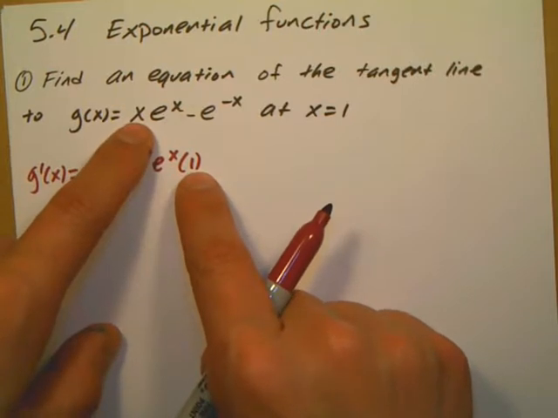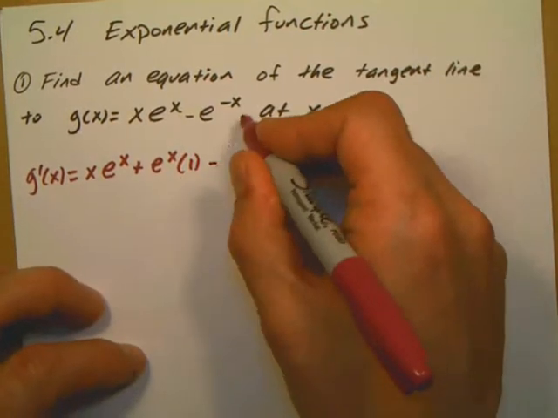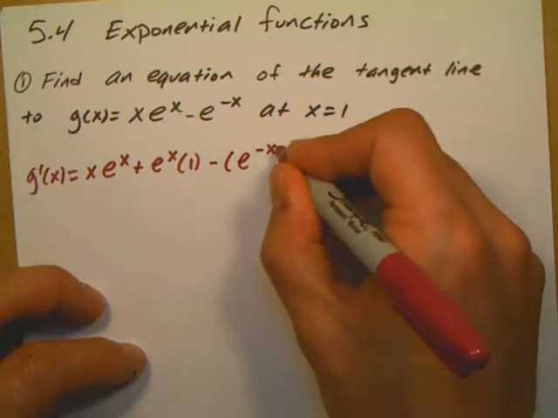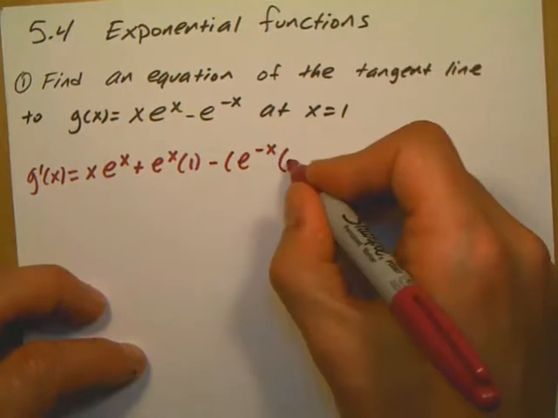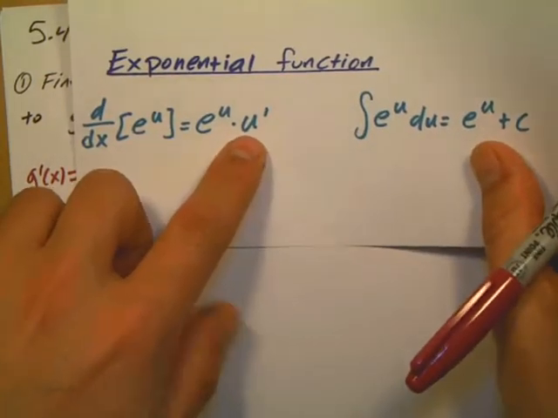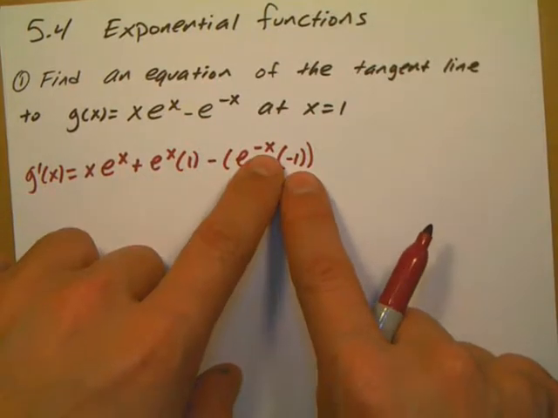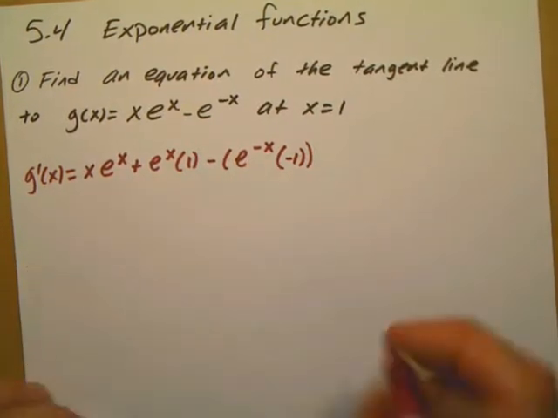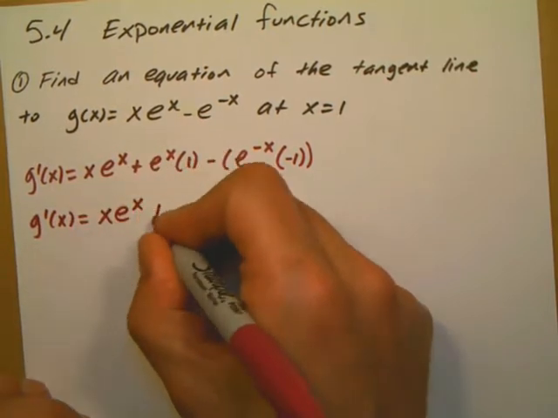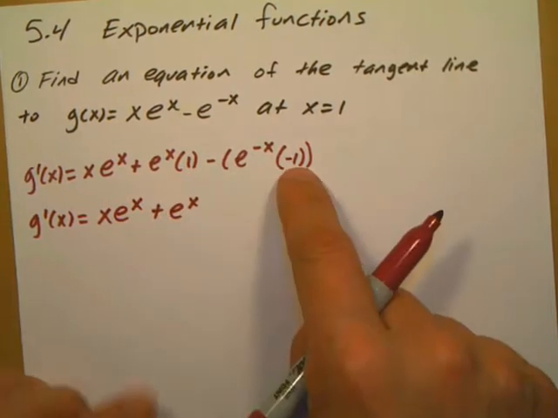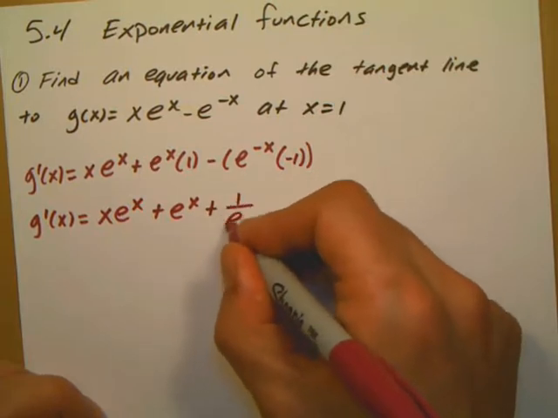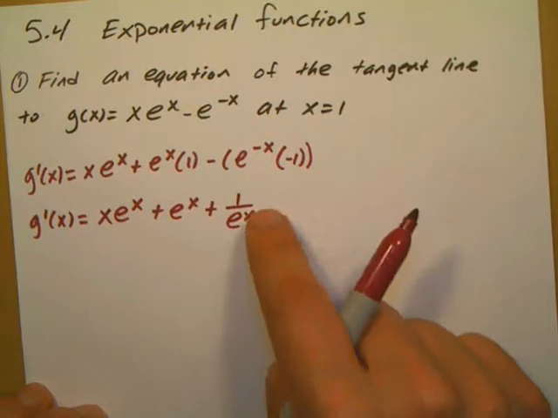The derivative of x is 1. Minus, now the derivative of e to the negative x is itself, e to the negative x, but then the derivative of negative x is negative 1. So this is like the chain rule, the u prime on e to the negative x. Okay. So simplifying, g prime is equal to x e to the x plus e to the x. These two negatives, when I'm multiplying, become positive. I'm going to write this as 1 over e to the x. So e to the negative x is the same thing as 1 over e to the x.